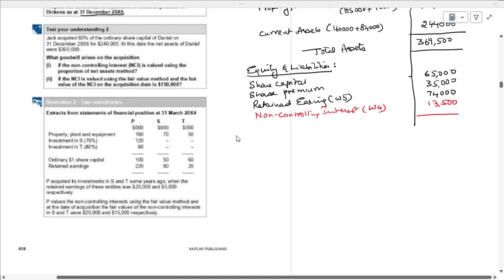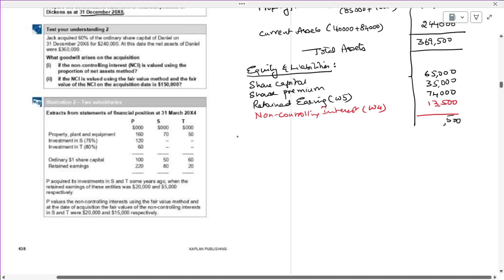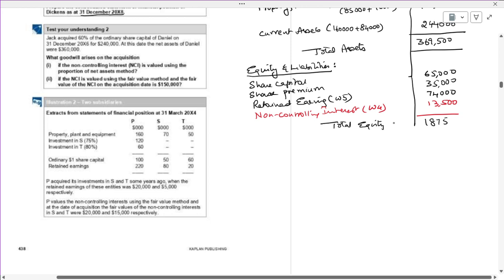How much will you get? Check: 65, 35, 74, 13.5. Is it okay? Checking, doctor. The total is $187,500. Yes.